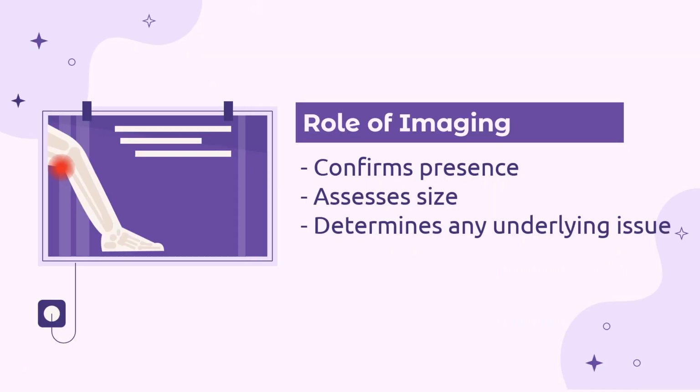So how can we play a role in diagnosing this pathology? Imaging plays a crucial role in diagnosing a Baker's cyst. Different modalities such as MRI, ultrasound, or even X-ray can aid in confirming the presence of a cyst, assessing the size, and determining any other underlying issues in the knee joint that may have contributed to its formation.